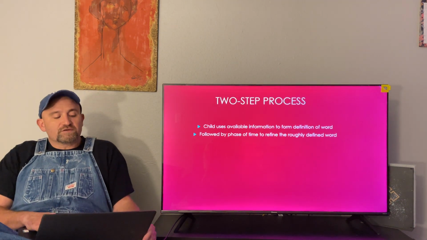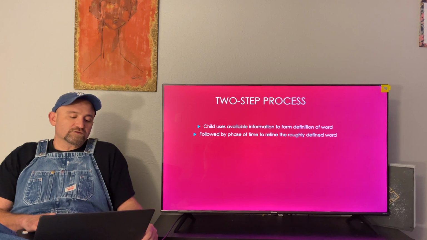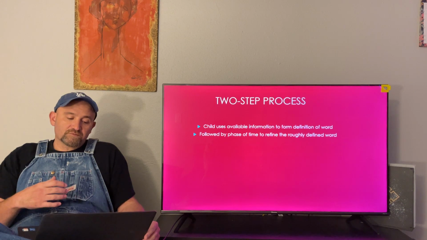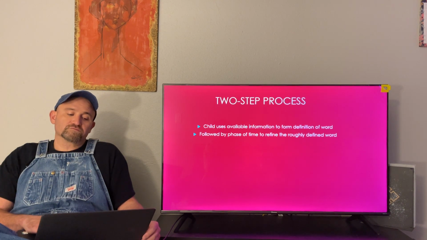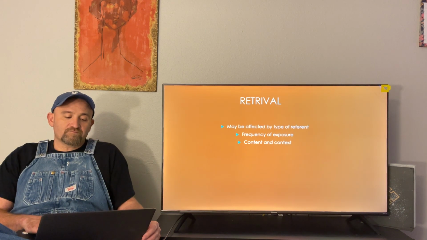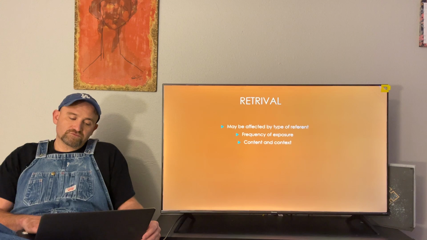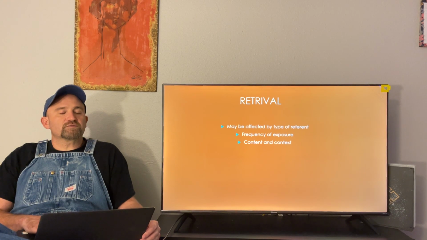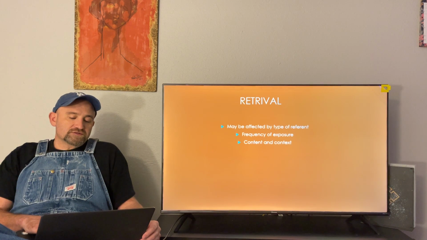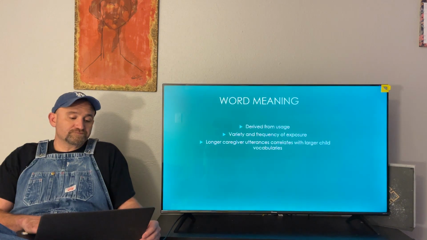And this is a two-step process where the child uses available information to learn from to form the definition of a word, followed by a phase of time to refine the roughly defined word. Retrieval may be affected by the type of referent, frequency of exposure, how often mom or dad is using it, content and context, and how they refer to it.